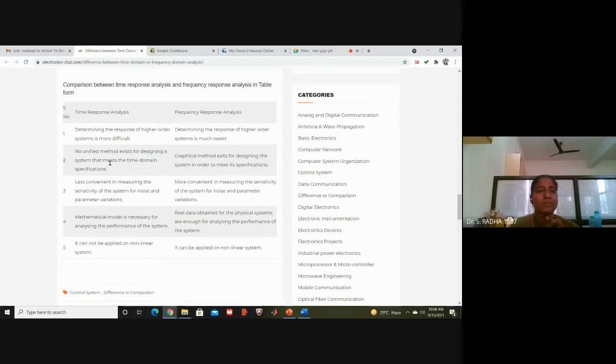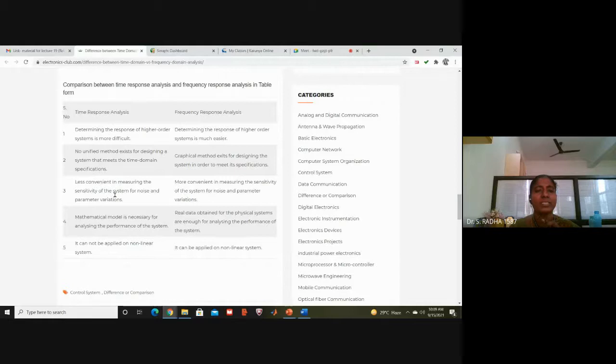No unified method exists for designing a system that meets the time domain specifications. Time domain specifications are rise time, peak time, settling time, peak overshoot, and delay time. Five specifications are there. There is no particular method for finding the specifications in time domain analysis. But in frequency domain, we have a graphical method where the specifications can be found: resonant peak, resonant frequency, then gain margin, phase margin, which we will discuss in the coming topics. Those are the frequency domain specifications. The graphical method is very easy for finding them.